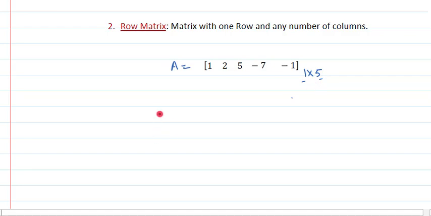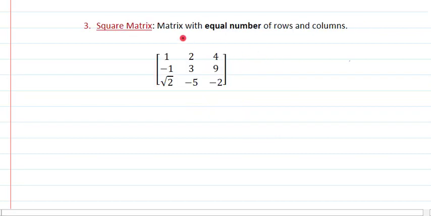In general, we can write a row matrix as A is equal to Aij, 1 by n. So n represents that there is no boundation on the number of columns, but the boundation is only for the number of rows, and the number of rows is 1.